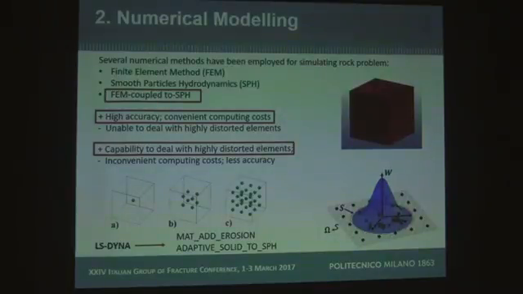In LS-DYNA, it will be performed in two different steps. First, by calling this keyword, which is called MAT_ADD_EROSION, which is an external eroding algorithm, in which a user can define different criteria for eroding the elements. And after that, by means of this keyword, the distorted elements will be converted to the SPH particles.